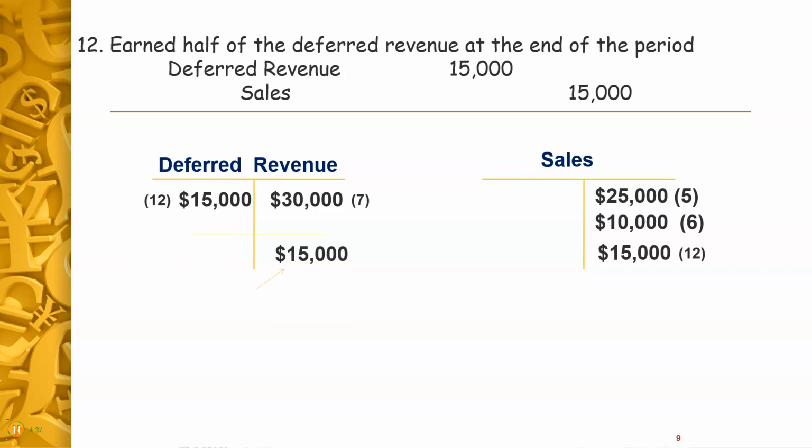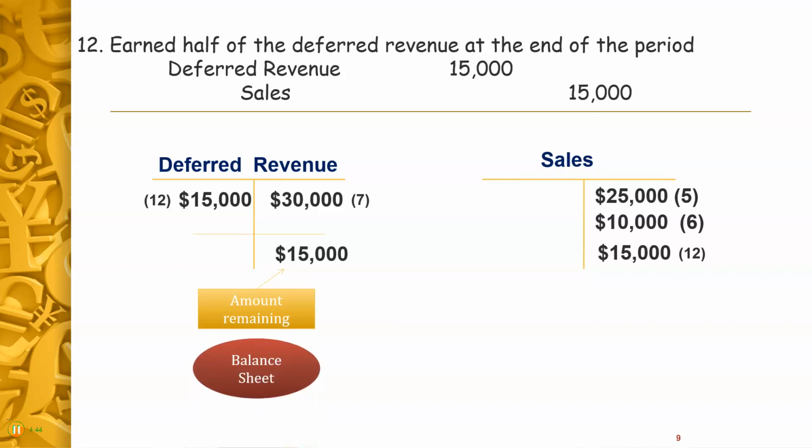So now deferred revenue has an adjusted balance of $15,000. That's the amount that's remaining. That's going to be on the balance sheet. And now sales is always going to be on the income statement.